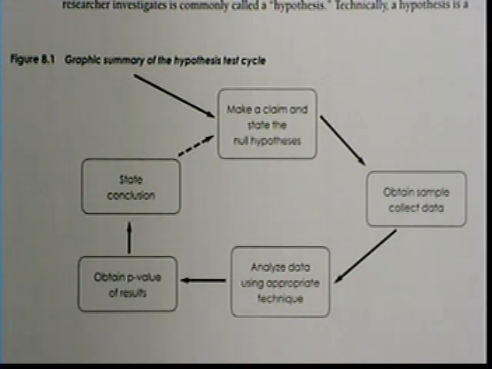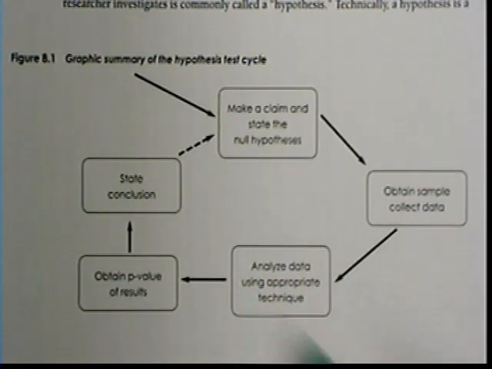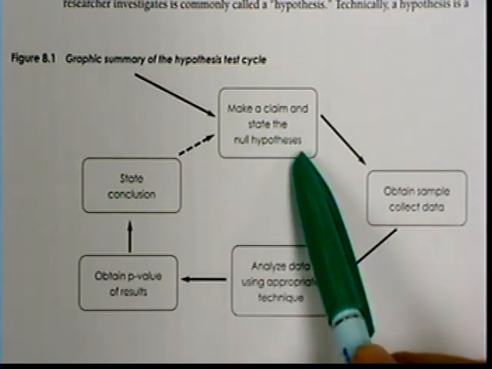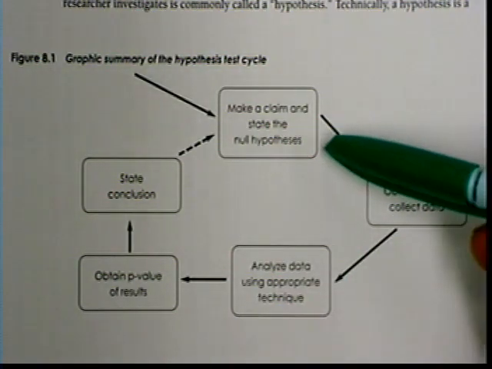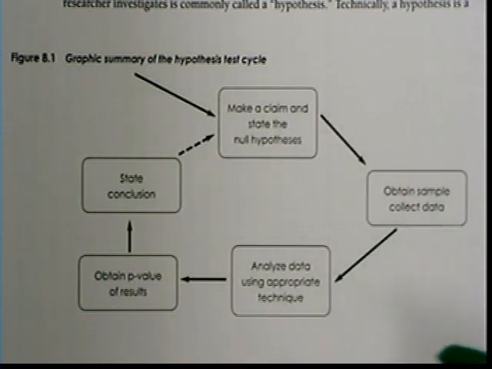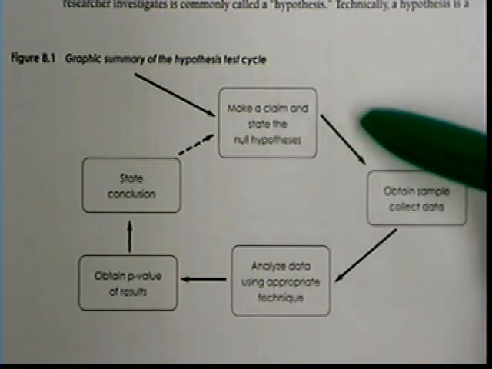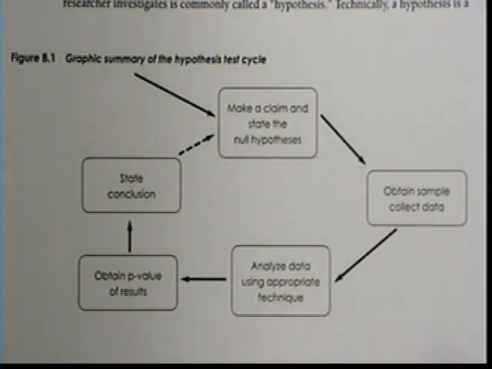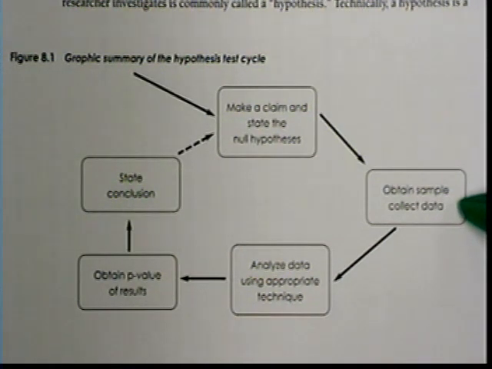This is the way that experimentation and research often works. We start off, and as a researcher, you make a claim. You state the null hypothesis, and again, the alternative hypothesis is going to be the one that you want to prove, the research hypothesis. So you make that claim. In that process, you specify what significance level you're going to accept, whether it's 0.05, which is the most common one you're going to find. And then you do your study. You obtain your sample, and you collect your data.